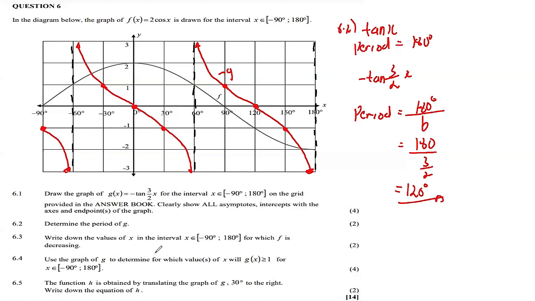Okay, then 6.3 is saying write down the values of x in the interval x ∈ [-90°, 180°] for which f is decreasing. So where do we have f? The graph of f, remember, is this other graph for cos. So let's first highlight it.